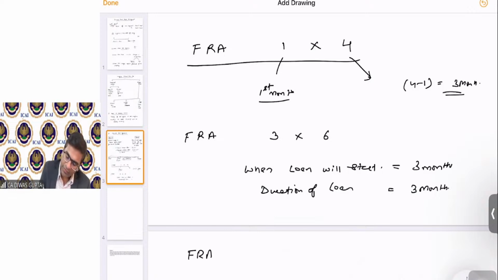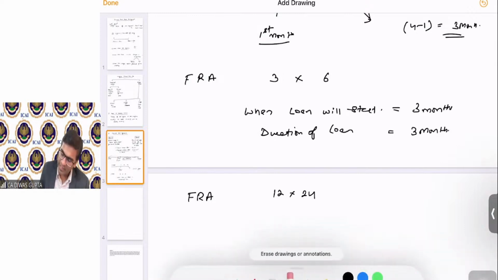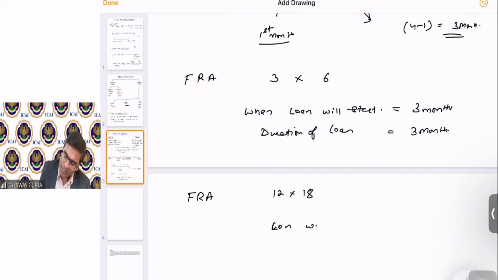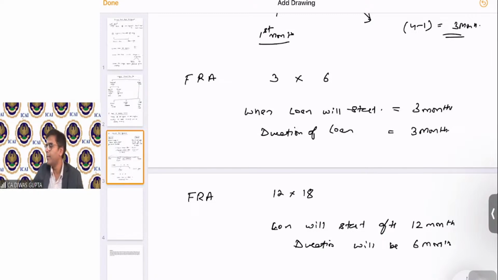Now let's talk about a FRA of 12 by 24. Or let's say, let me take 12 by 18. So loan will start after 12 months, students, correct? And the duration will be 6 months. Okay? Yes, Kusuma, very good. Kumar Jyoti, you're right. So the notation is cleared.